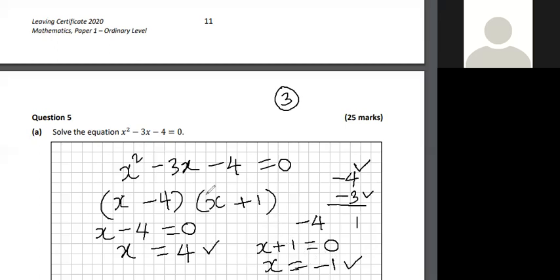Then if you want to check if you are right, substitute 4 to replace your x in the equation, and check if you are going to get what? 0. So let's check 4 to be squared.